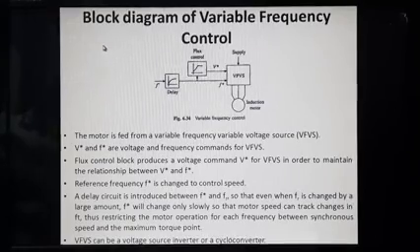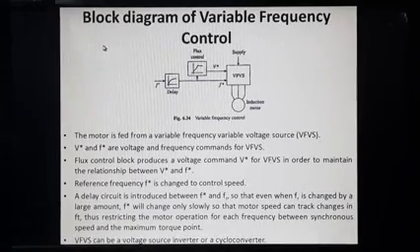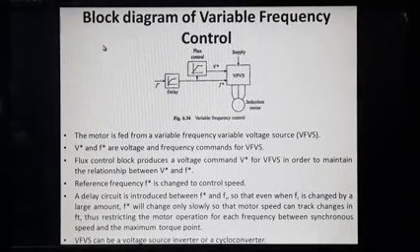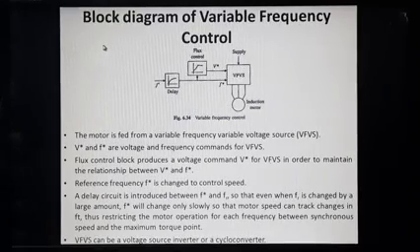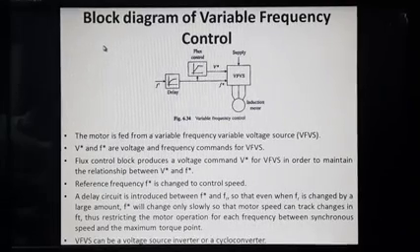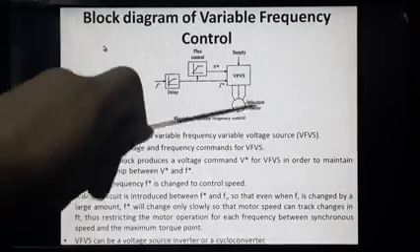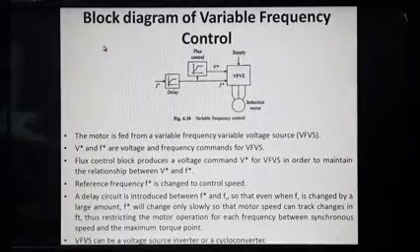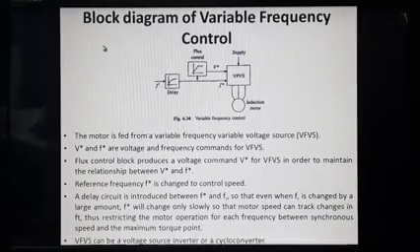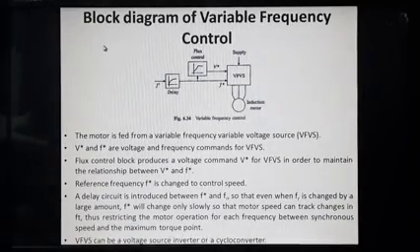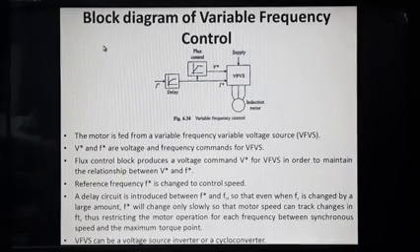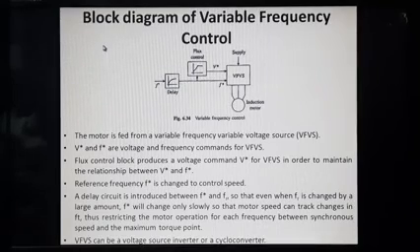This is the last slide. In this slide, we are just explaining the block diagram of variable frequency control. This block diagram has been asked for 5 marks. So if you are seeing here, this is the induction motor whose speed has to be varied. We will be using a VFVS, that is a variable frequency variable voltage source, that is actually either a VSI or CSI, that is voltage source inverter or current source inverter.